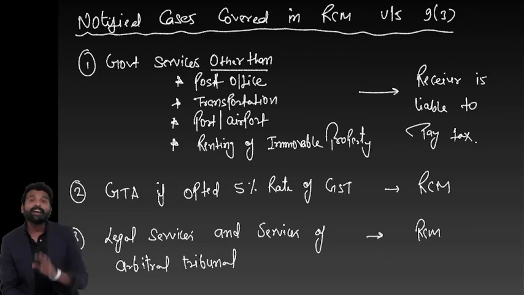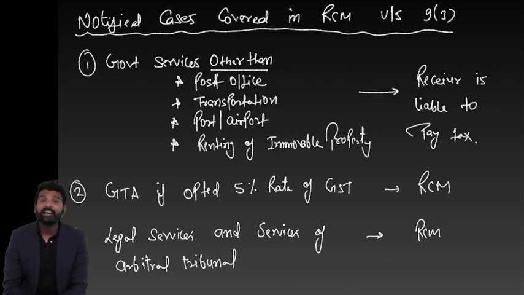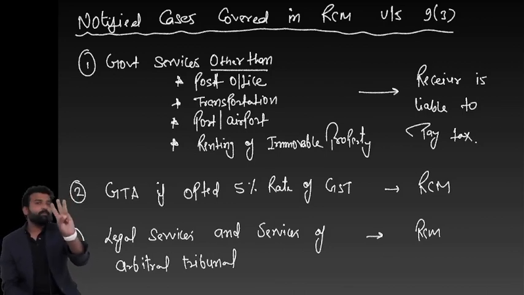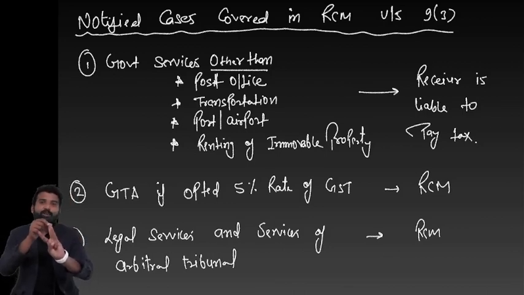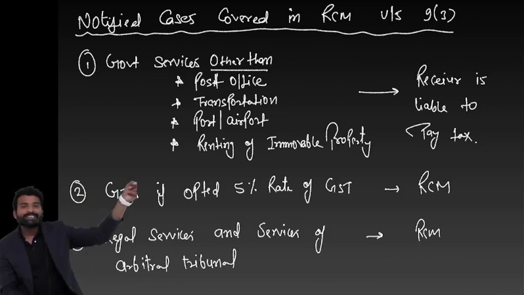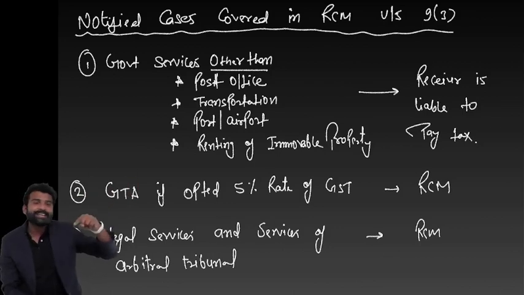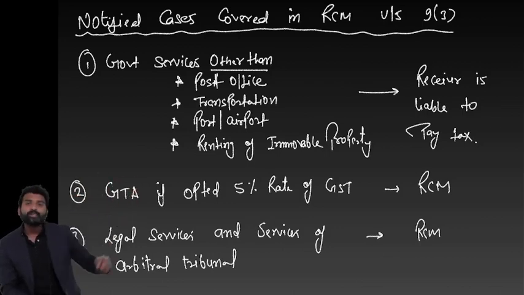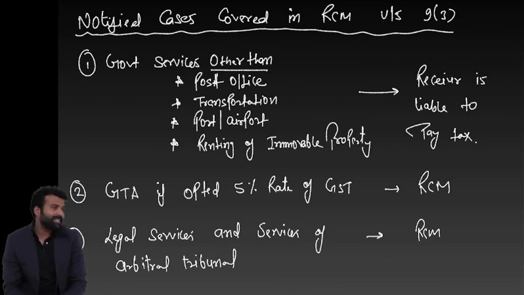Third one is lawyer and arbitral tribunal services. Interesting. Sarkar will not collect any tax from the Kala court. Everybody fears three courts: police, doctor, and lawyer. So government will not collect any tax from the lawyers. Lawyer legal services, court representation services, on these services, the business entity who is receiving the services, the corporate who is receiving the services, will be liable to pay GST, not the lawyer. So lawyer will not pay GST. The customer will pay GST in case of legal services and arbitral tribunal.